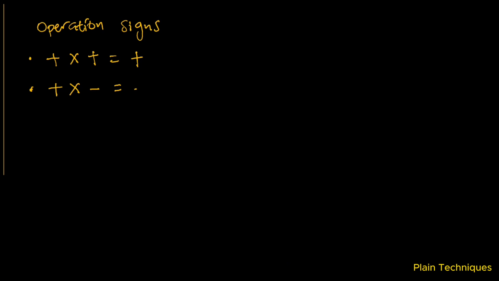Okay, so on the slide, before we continue, I just want to explain multiplication of operation signs. Okay, so the first one would be if you have a positive multiplied by a positive, the answer will be a positive. Okay, now second part, positive multiplied by a negative, the answer will be a negative.